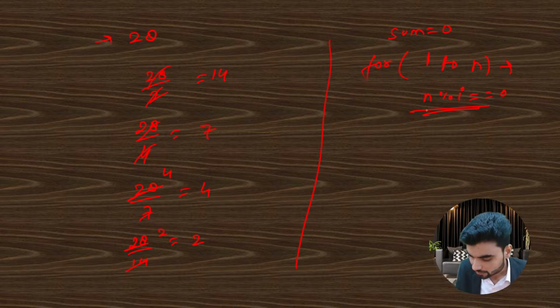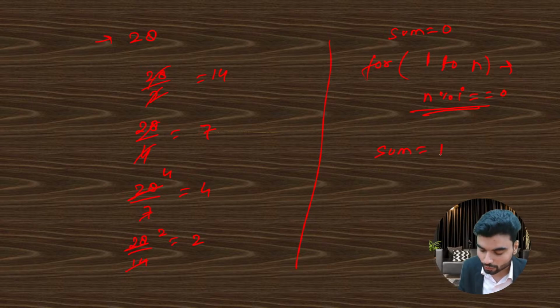So now let's take the example of 28. Is 28 divisible by 1? It's true, yes or no? So now the value of sum will be 1. Again we'll see, is 28 divisible by 2? Yes. So the value of sum will be 3.